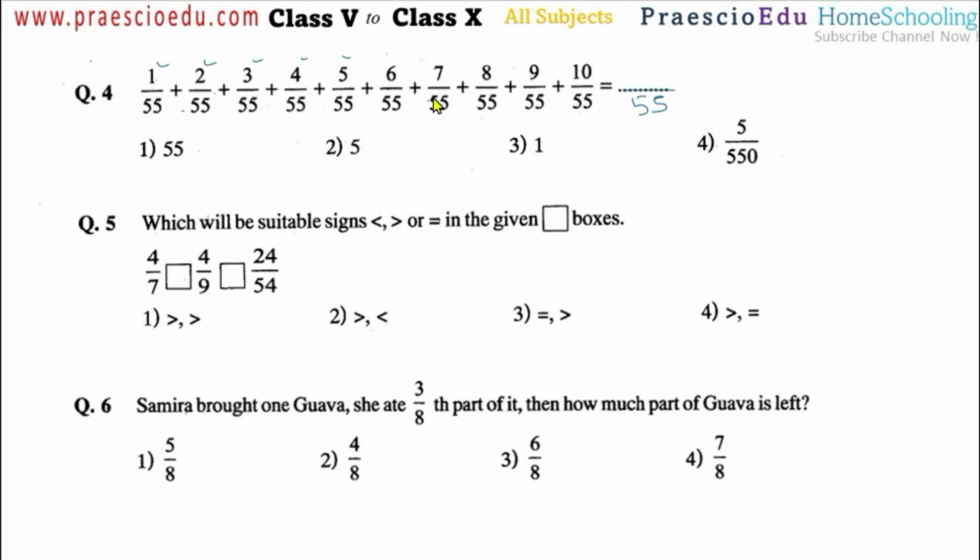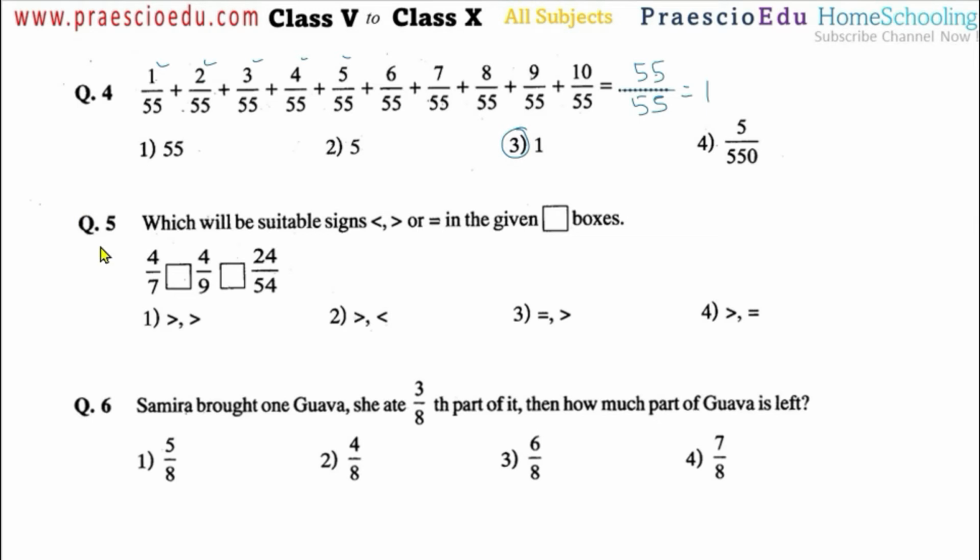We know the addition of 1 to 10 is 55. Already we have seen this in the last video. Now 55 divided by 55 means 1. So 1 is given in option number 3.